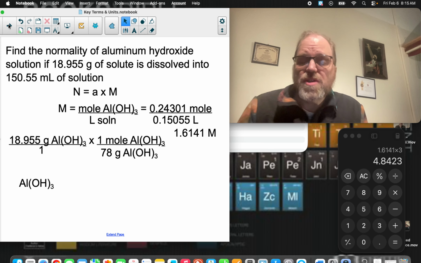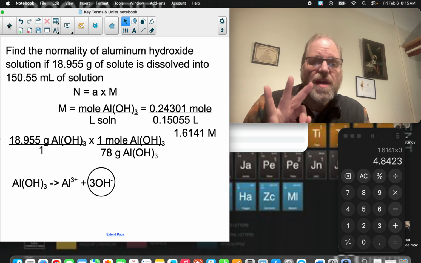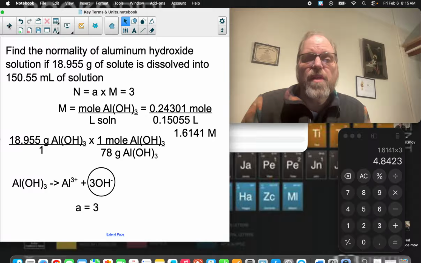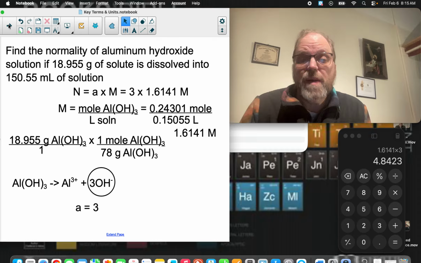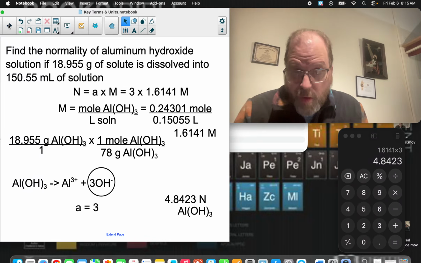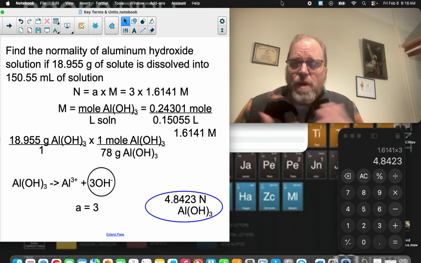Now we said that we need to find this A value. How do we find that dissociation? So aluminum is going to give us 3 hydroxides. So the A value is 3. So we're going to plug that in there. 3 times 1.6141 molar, and we're going to get 4.8423 normal aluminum hydroxide. That's my answer. So those are our new concepts of solutions.